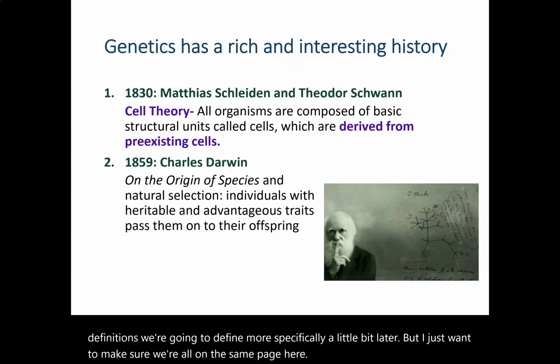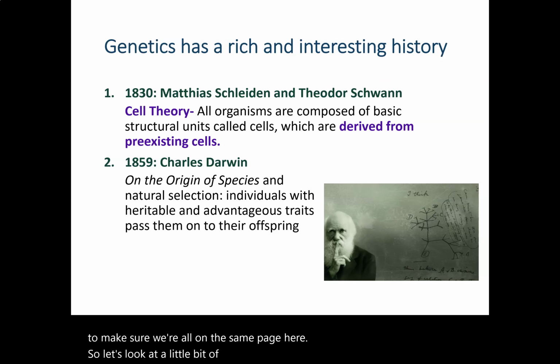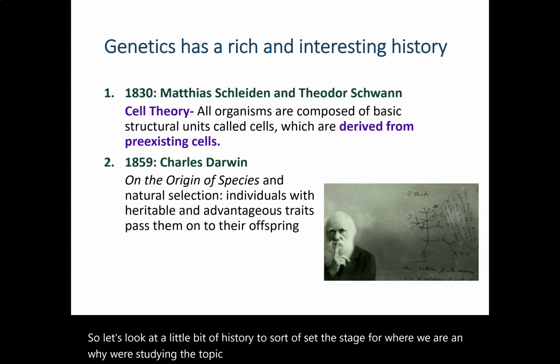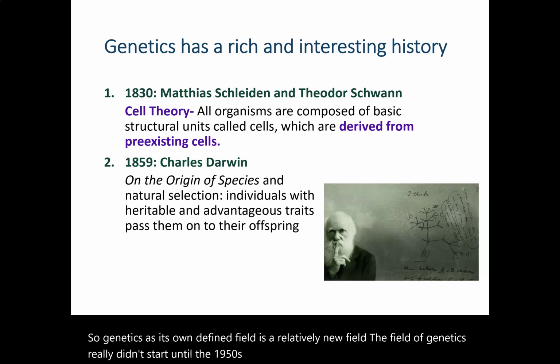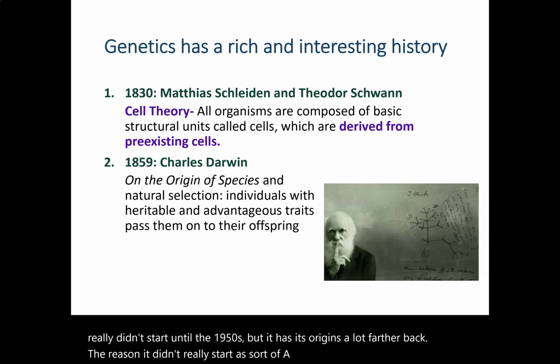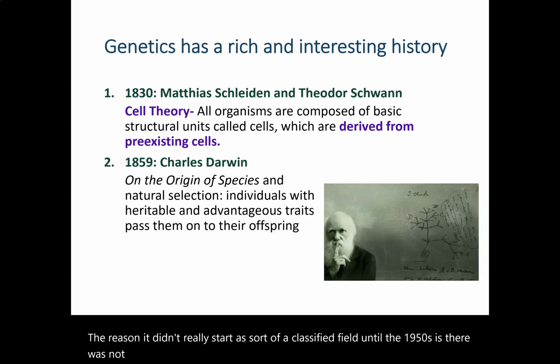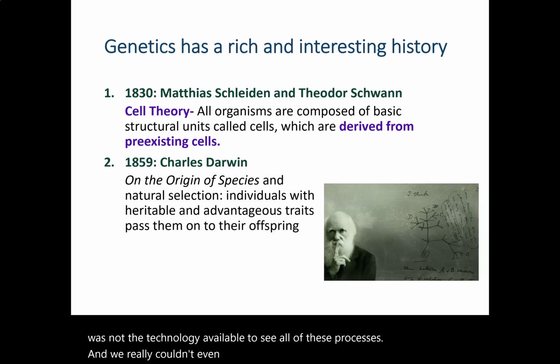So let's look at a little bit of history to sort of set the stage for where we are and why we're studying the topic of genetics. So genetics as its own defined field is a relatively new field. The field of genetics really didn't start until the 1950s, but it has its origins a lot farther back. Now, the reason it didn't really start as sort of a classified field until the 1950s is there was not the technology available to see all of these processes. And we really couldn't even begin to think about genetics until we discovered the idea of a cell.